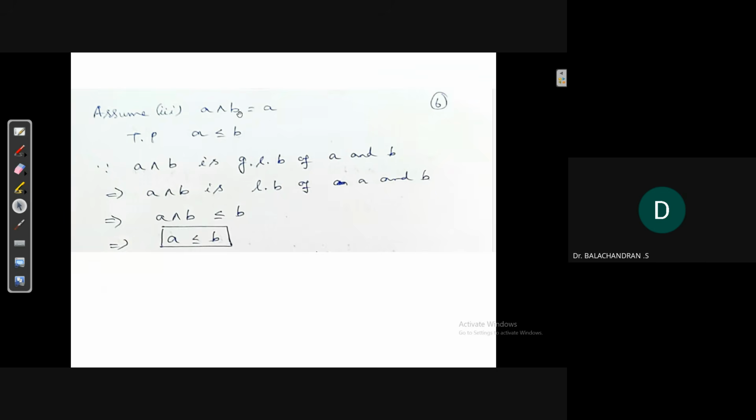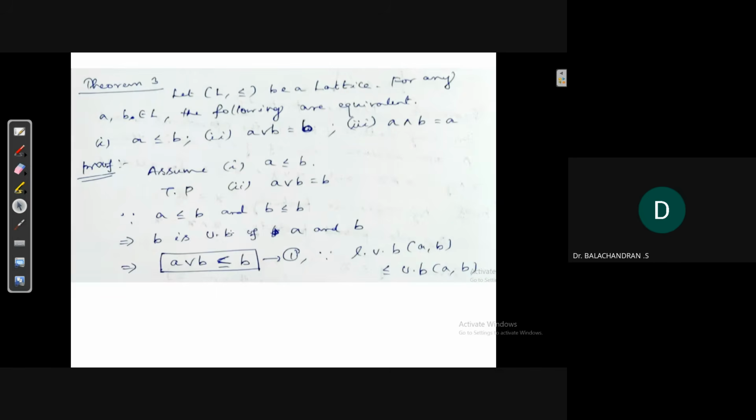So 3 is A and B equal to A, and 1 is A less than or equal to B. Since A and B is the greatest lower bound of A and B, the same quantity is a lower bound of A as well as a lower bound of B. I need only a lower bound of B. That's why A and B less than or equal to B. But by assumption 3, A and B is A. So A less than or equal to B, that is 1. We proved all three are equivalent.